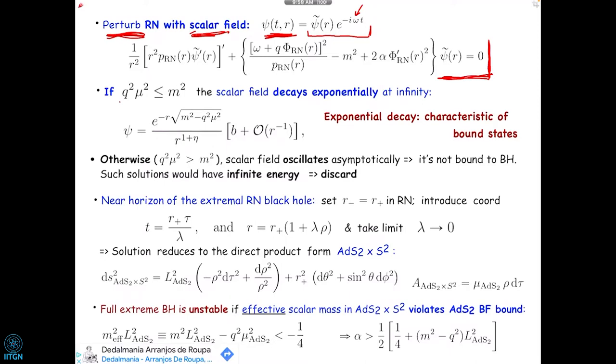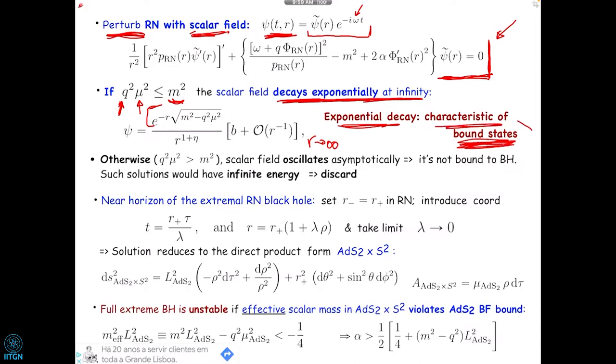And what I find is that if the charge of the scalar field is such that q squared times the chemical potential of the solution squared is smaller than the mass of the scalar field, asymptotically, doing a Frobenius analysis of this equation, I find that I have two solutions, one of which diverges exponentially at infinity, and the other one decays exponentially at infinity. Now, this exponential decay that we see here, as r goes to infinity, is characteristic of what we call bound states. So these solutions that decay exponentially at infinity have kind of a wall here that traps the solutions in the interior of the background. And therefore we call such type of solutions bound states.